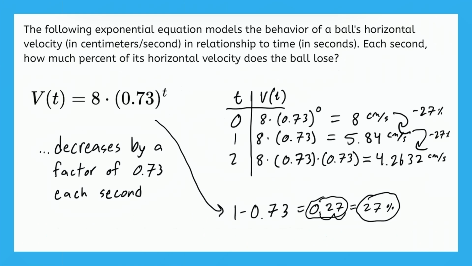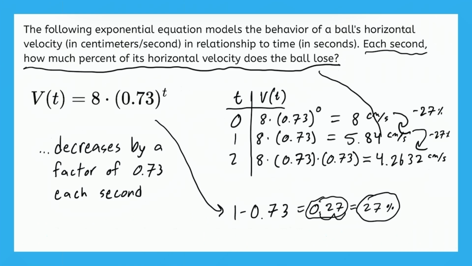So looking at the original question, each second, how much percent of its horizontal velocity does the ball lose? We now know very clearly that the answer is that it loses 27% each second. That is the answer, 27%. Okay, now that we understand the logic behind our answer, let's see how quickly we can answer a question like this without going through all of the super long process.